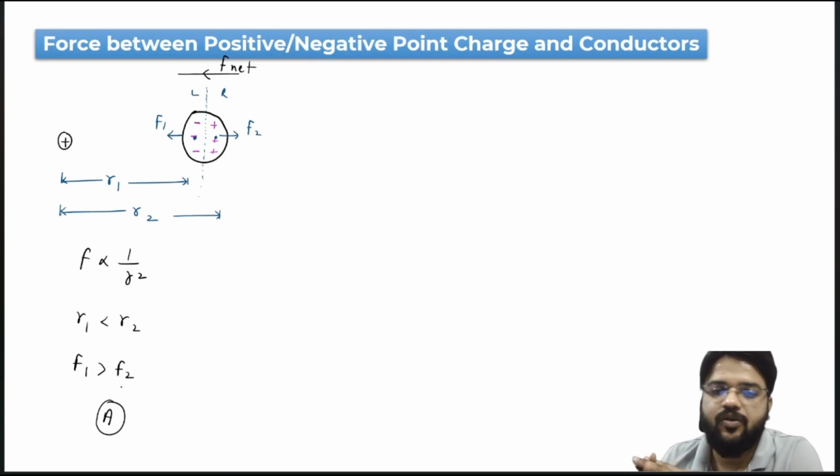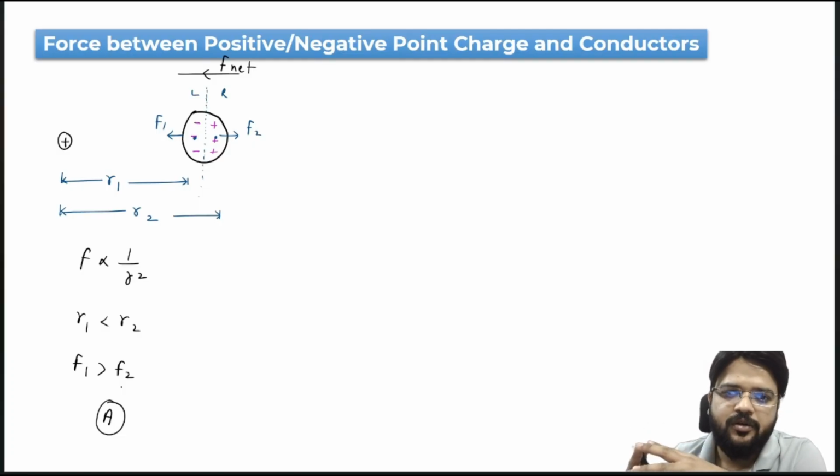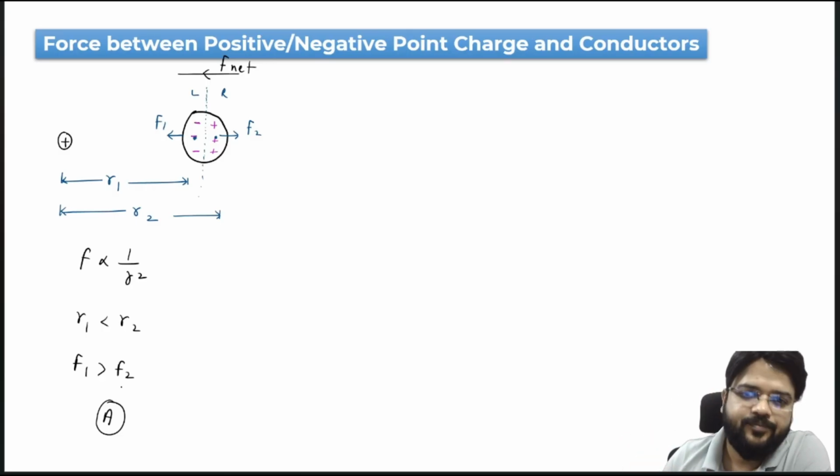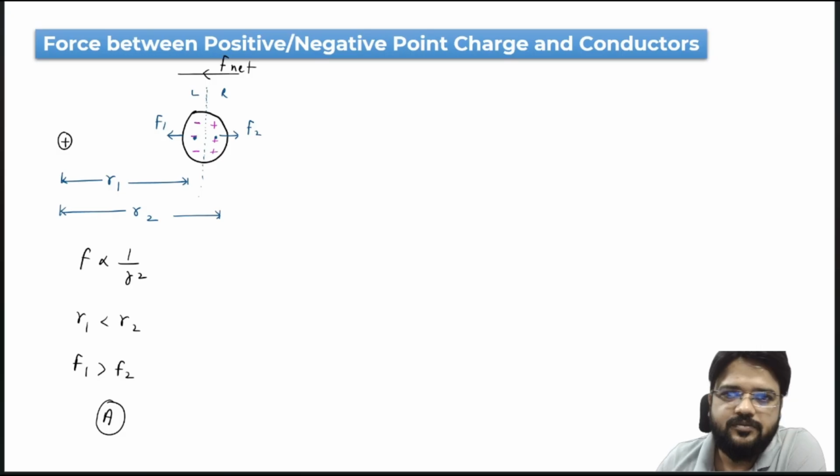Here Coulomb's law is not valid. Coulomb's law is only valid for point charges, correct? If I apply Coulomb's law here, the formula is what? K Q1 Q2 by R square. Q2 should be 0 because it is neutral. So the answer should be 0. But this formula is only valid for point charges, not for the conductor, everyone.